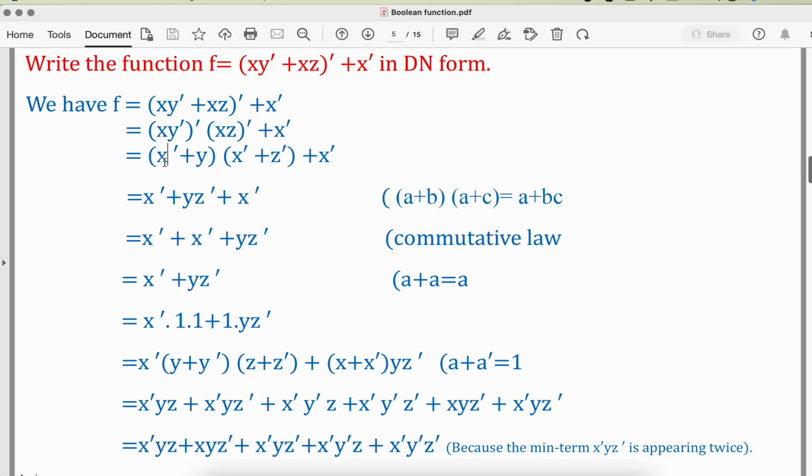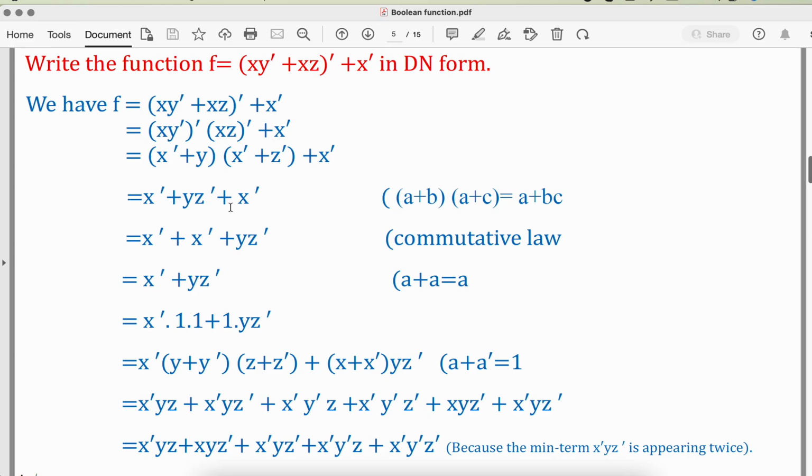So this is x dash plus y into x dash plus z dash, plus x dash. And we know that a plus b into a plus c is a plus bc. So we will apply it here. This is a plus b and a plus c, so it will be a plus bc, meaning x dash plus y into x dash plus z dash is equal to x dash plus yz dash. And this is plus x dash.